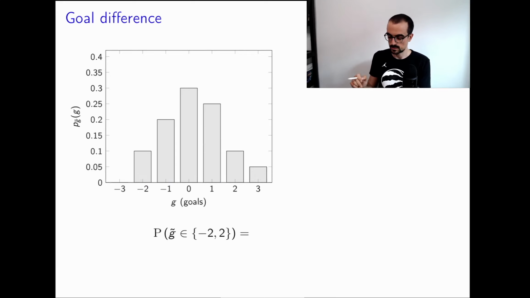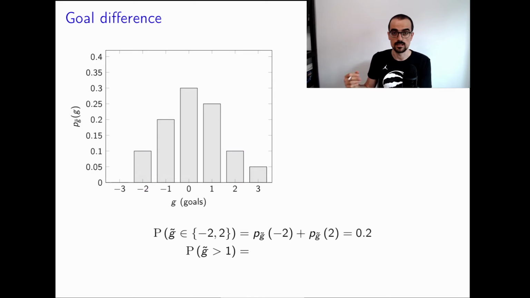Okay, so now what is the probability that there's a difference of -2 or a difference of 2? Well, we've seen that. All we need to do is go to those particular values of the PMF and add them up. So in this case, that would be 0.1 plus 0.1, 0.2. We might be interested in the probability that the goal difference is strictly above 1. That would be a goal difference of 2 or 3. Probability of 2 is 0.1, probability of 3 is 0.05, 0.15. Okay, so it's really easy how you use a PMF to compute probabilities of interest.